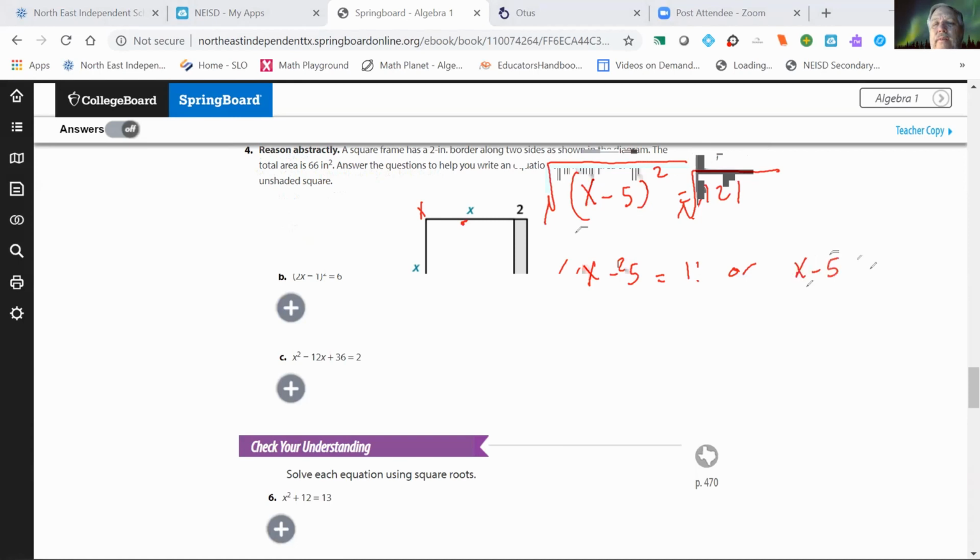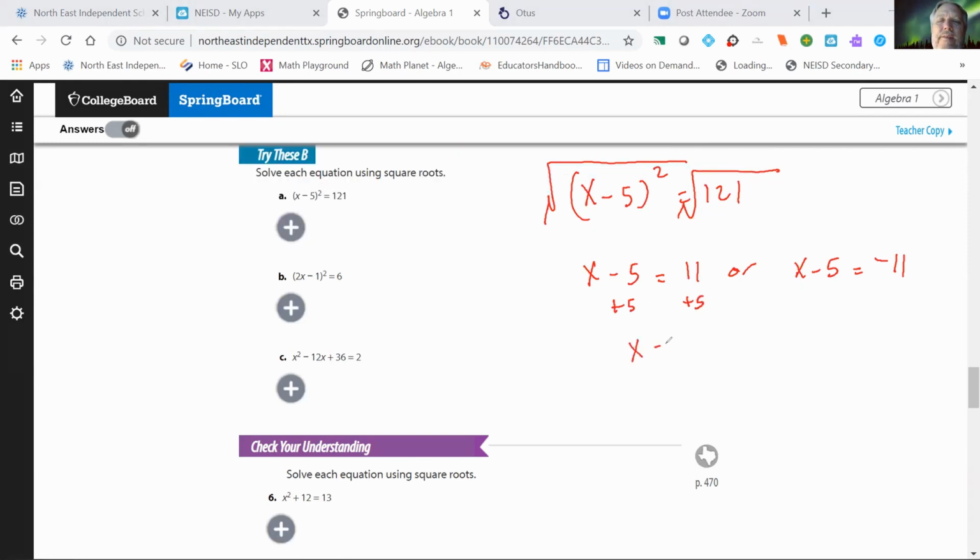x minus 5 is equal to negative 11. So I can go ahead and finish. I'm trying to get x by itself, so I'm going to add 5 to both sides. So it's going to be x is equal to 16, or add 5 to both sides, x is equal to negative 6. So one thing you'll notice here, and also in the example, is that when you're done, your answers aren't always going to be the plus and minus version of something, especially when we have other things going on.